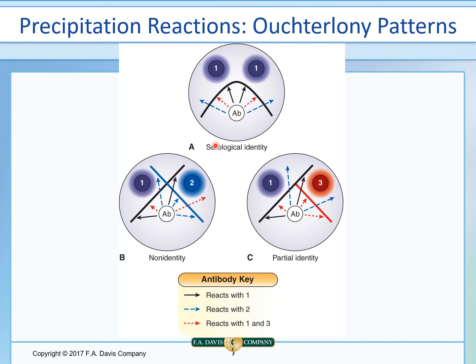In figure A at the top, if the antigens are identical, they will react with the same antibody and the precipitate line forms a continuous arc. And this is identified as serological identity. In figure B on the left, the antigens share no identical determinants, so they will react with different antibodies and 2 cross lines are formed. So an X can be observed, and this is identified as non-identity.